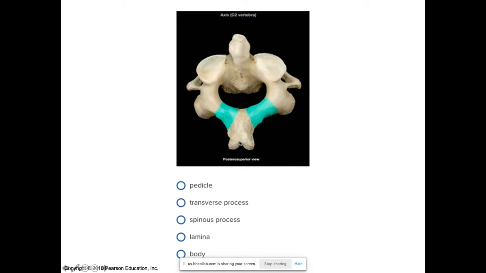In order to form the spinous processes, we need to bring the lamina together. So lamina fuse to form a spinous process. So those are the lamina. The pedicles are right off the vertebral bodies. These are the pedicles here and here.